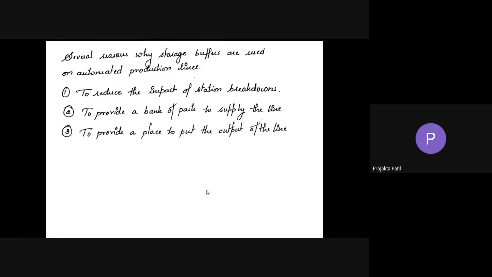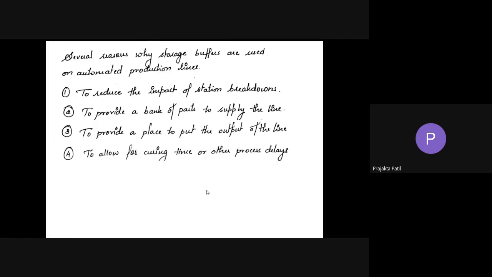Next is to provide a place to put the outputs of the line, of course. Suppose there's a breakdown and the parts are not moving ahead, but you have a location where you can dump the parts until the workstation gets repaired. It will not get stocked up at the workstation and it will not hamper the complete production. Rather, you will have a temporary storage space wherein you can just store the parts.